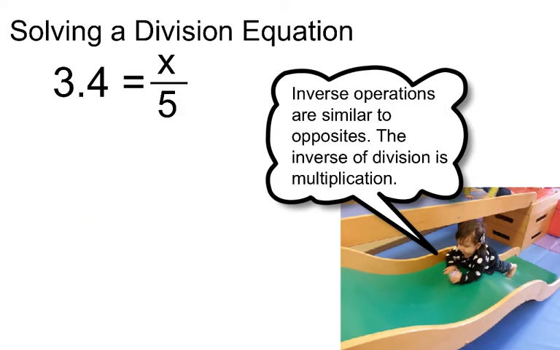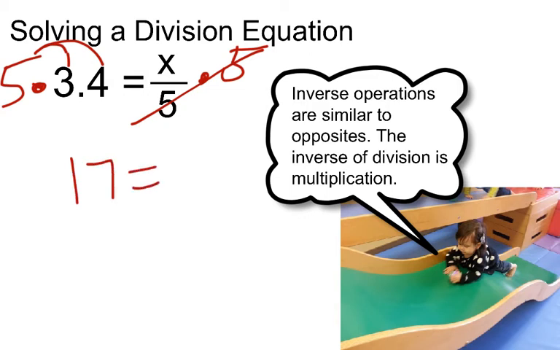Let's try another example. We have 3 and 4/10 is equal to x divided by 5. So I'm asking myself, what number divided by 5 is 3 and 4/10? Well, I can multiply both sides by 5. Why 5 and not 3 and 4/10? Because I need to isolate my x. So that cancels out, and I can use the distributive property, multiply 5 times 3 and get 15, 5 times 4/10 and get 2. 15 plus 2 is 17.